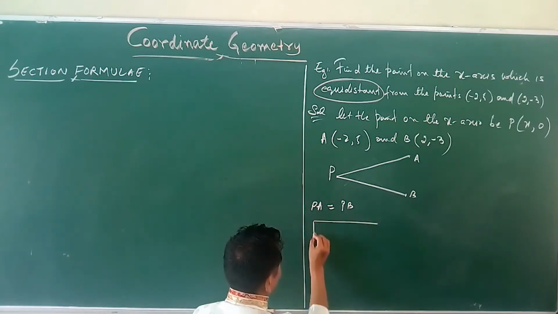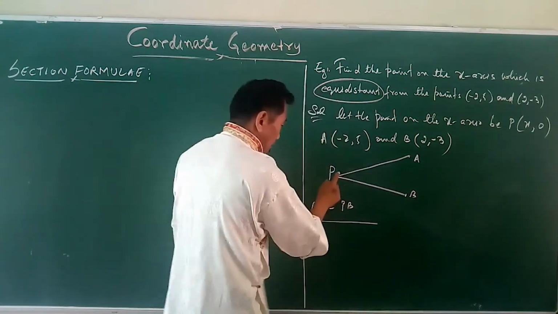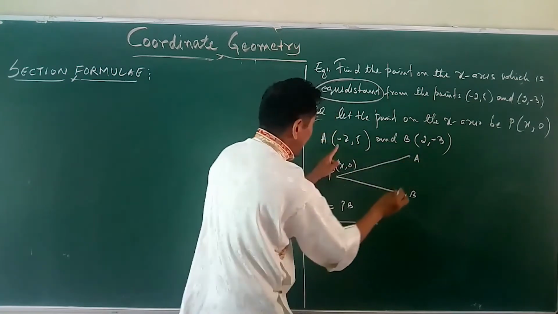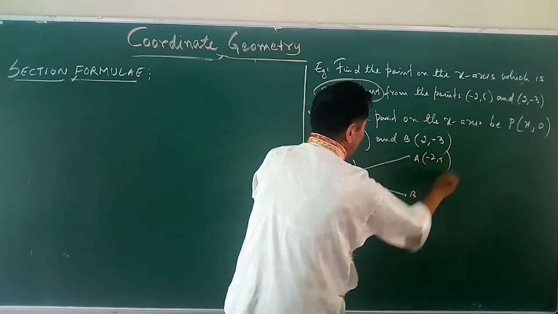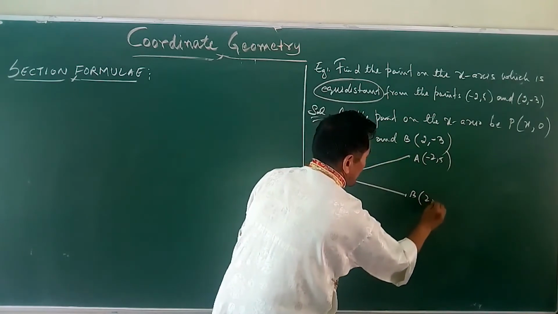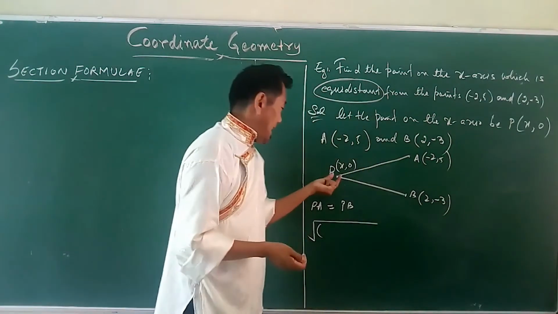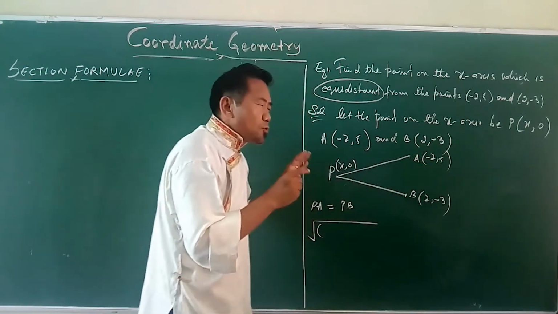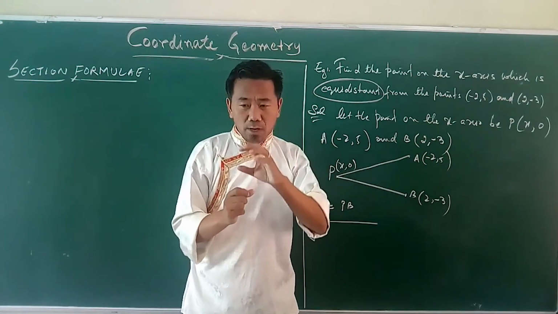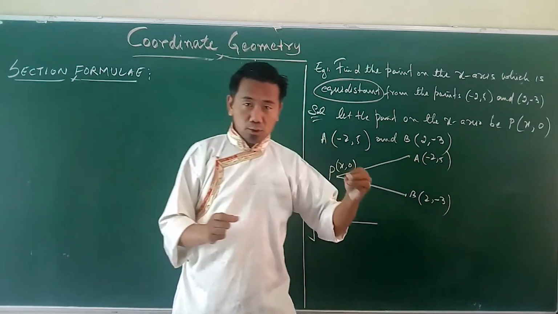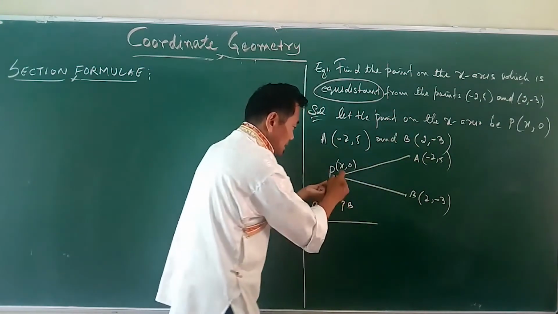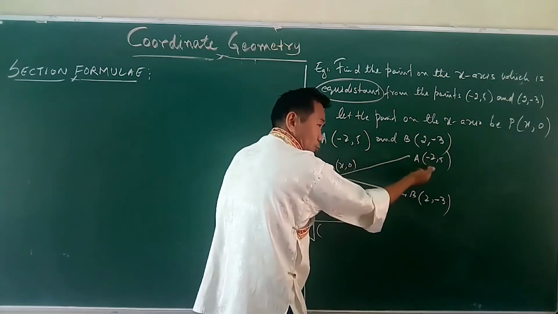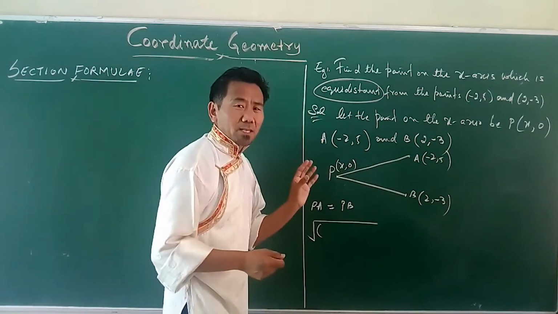So the distance formula looks like this: P is (x, 0), A is (-2, 5), B is (2, -3). Suppose that this is x and y and this is x1 and y1, x2 and y2. Yesterday we recognized x1, y1, x2, y2. It doesn't matter which is your x1, y1 or x2, y2.